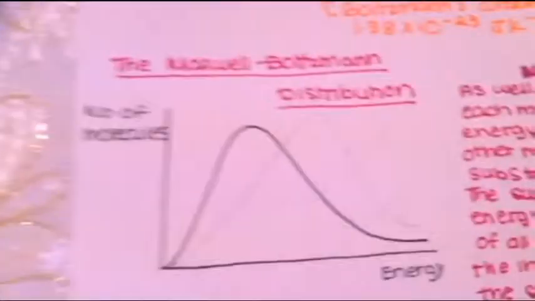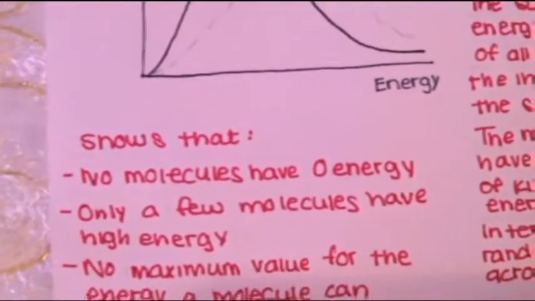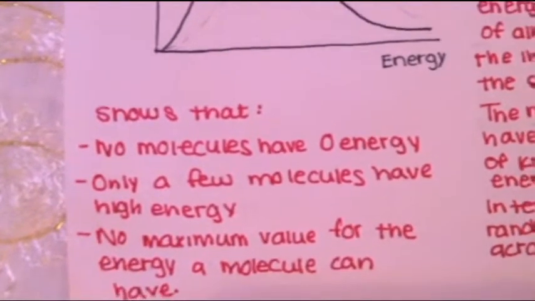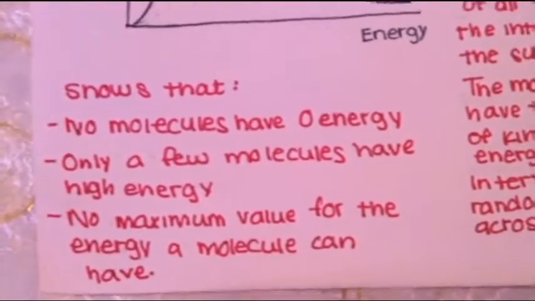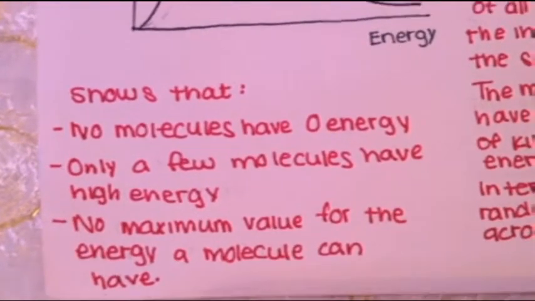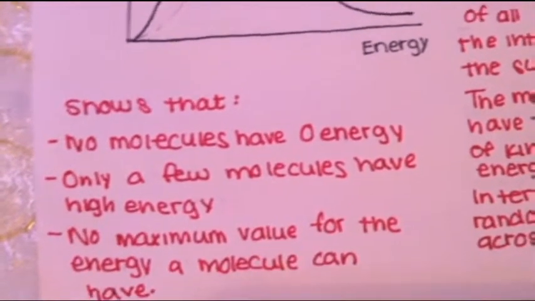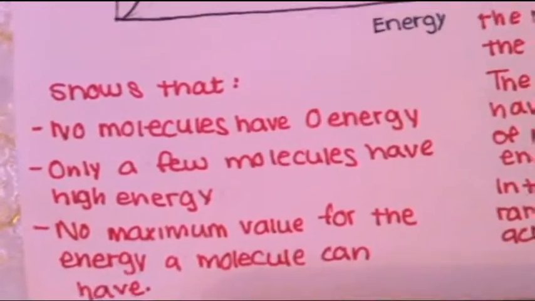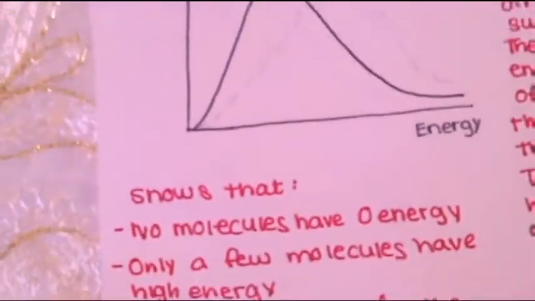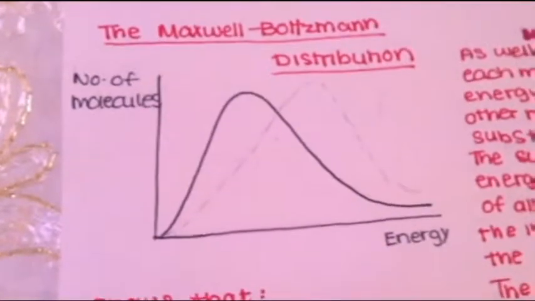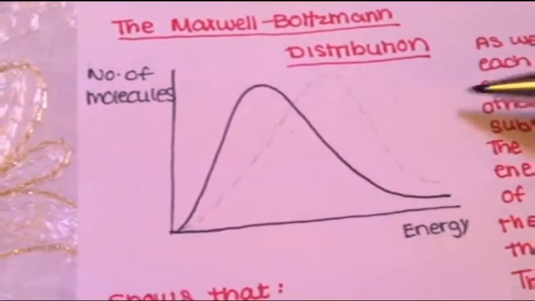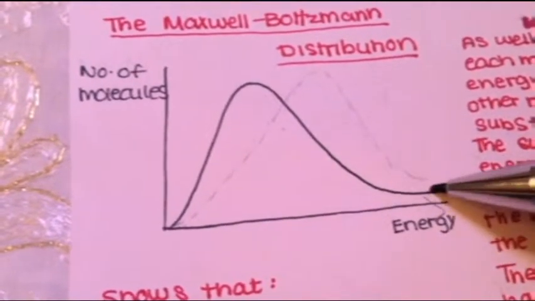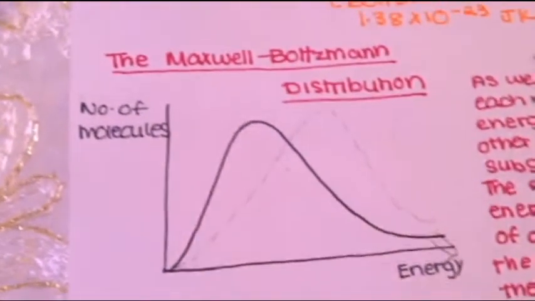The Maxwell-Boltzmann distribution also shows that no molecules have zero energy, only a few molecules have high energy, and a few have low energy as well, and there is no maximum value for the energy a molecule can have. So the energy can keep on increasing as long as the temperature is increasing. So they can keep on going this way forever.